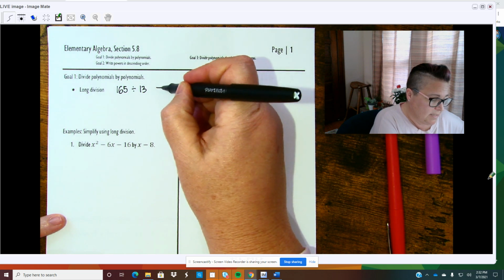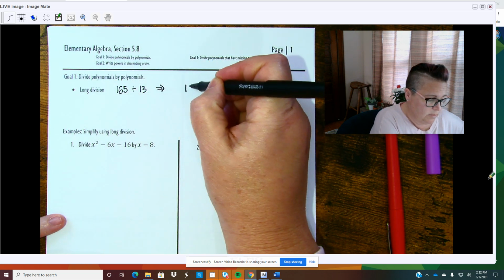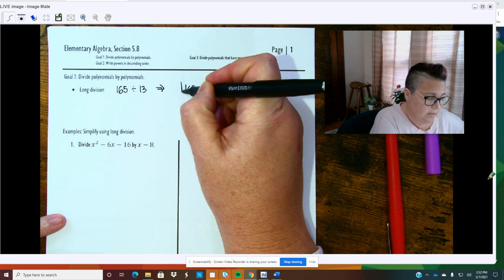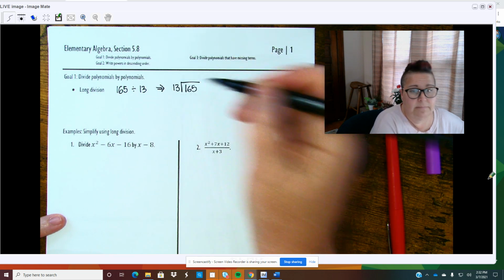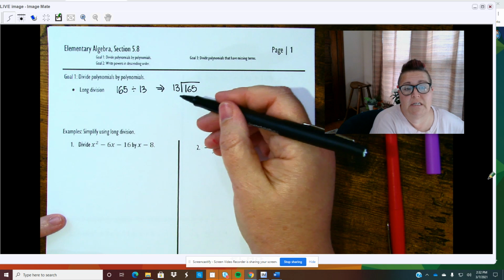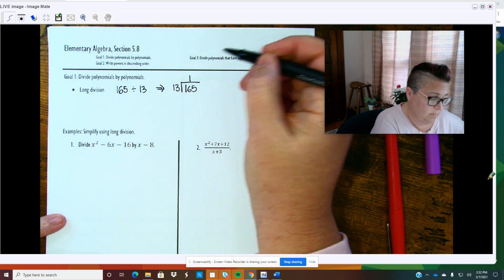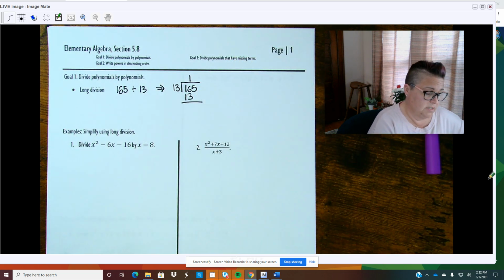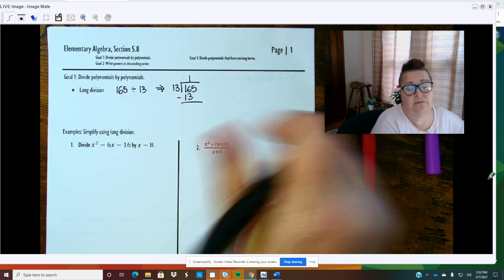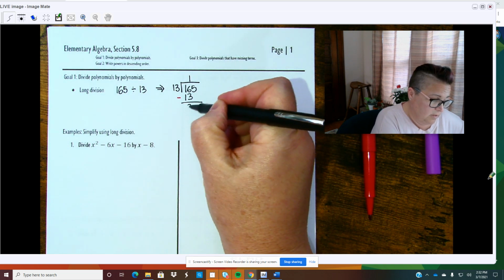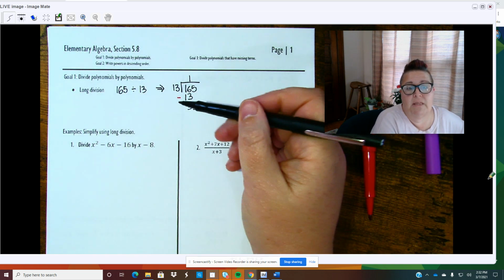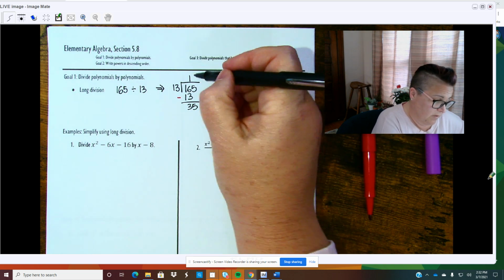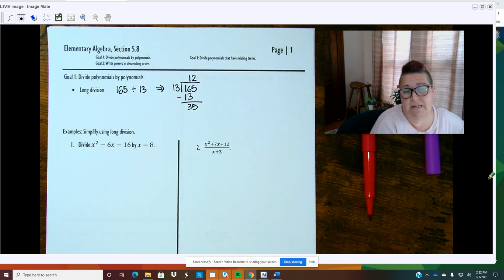So the idea here is that when you go to do this problem, you would take 165 and divide it by 13. You would do 13 goes into 16 one time. You would multiply that back. And then you would subtract the 13 from 165, giving you a 35. You would then go 13 goes into 35 two times, or as many times as you could. 13 times 3 is 39, so it won't work. It needs to be 2.